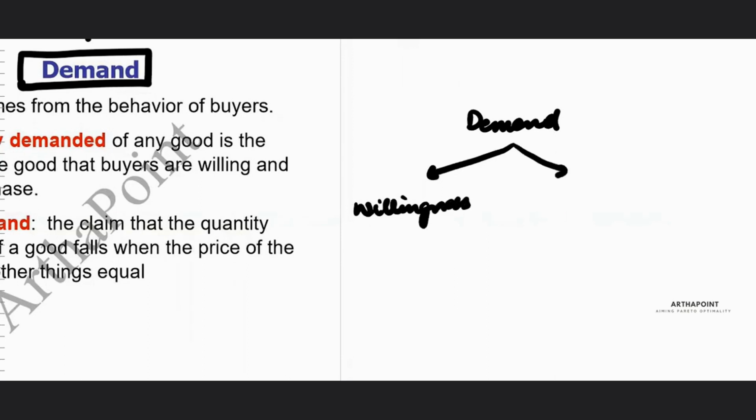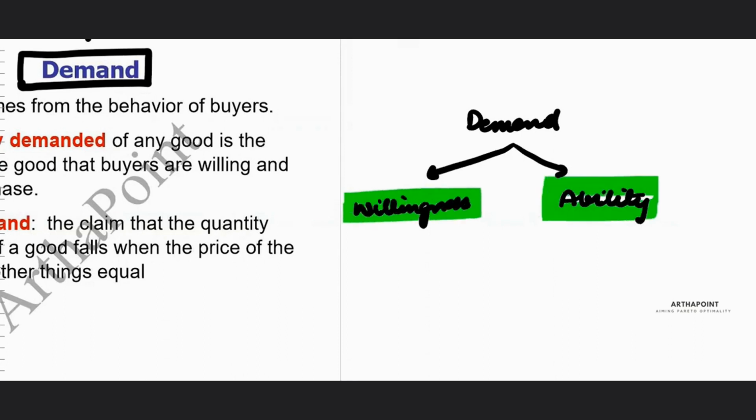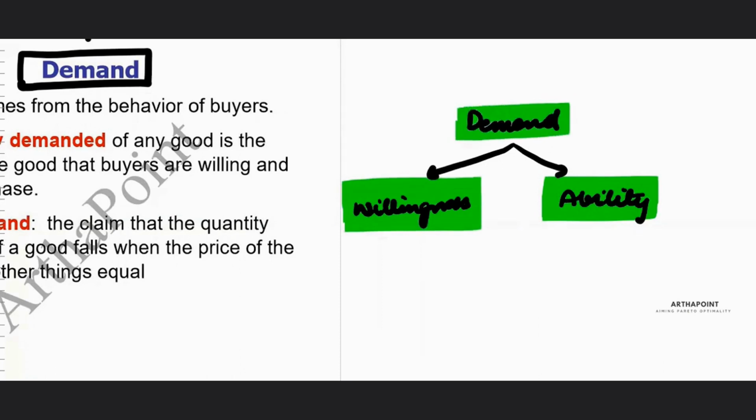Secondly, demand depends on ability. These are the two important things on which any demand will be focused. Demand will basically depend on willingness, and demand will basically depend on ability.